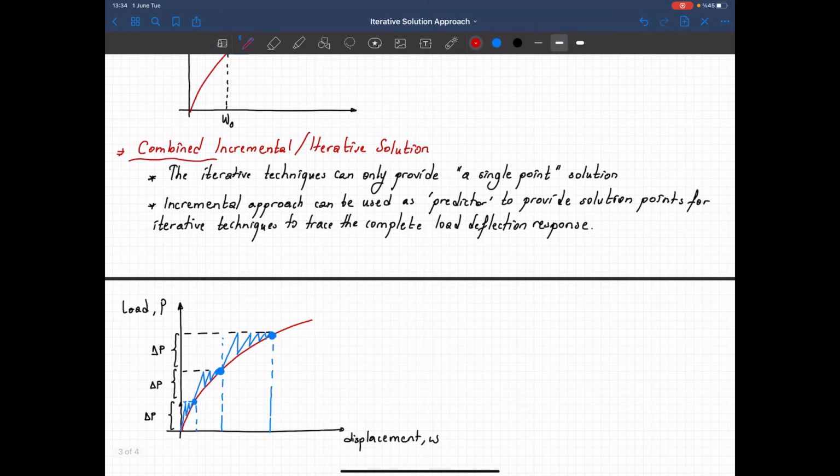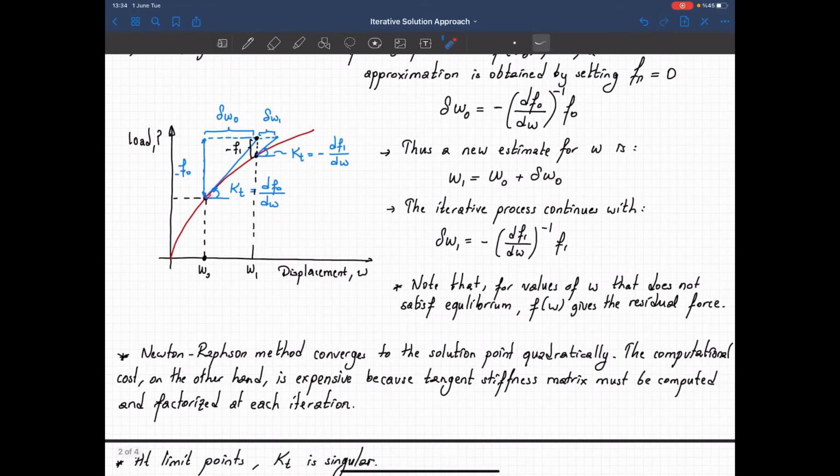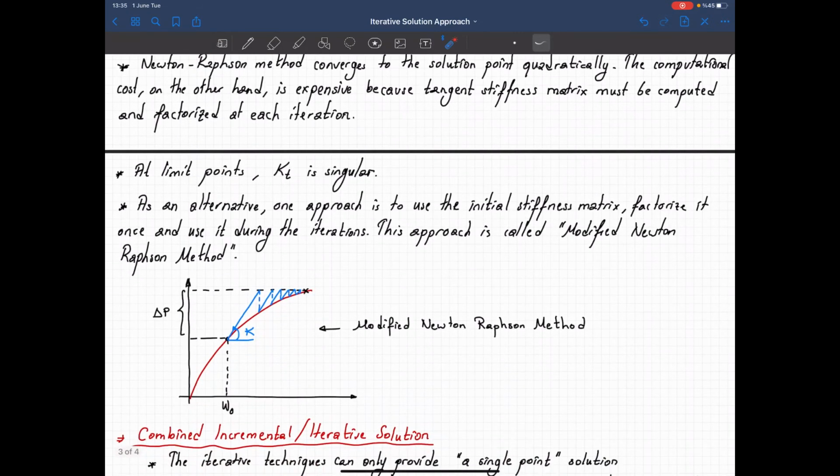We use a combined incremental and iterative solution. Now the iterations, you may use different algorithms, Newton-Raphson, modified Newton-Raphson. There are also other solution methods for that. Now in the Newton-Raphson, remember that we are using the slope at the current point again, and we keep updating the slope. In the modified Newton-Raphson, we are using the initial slope and we do the iterations.